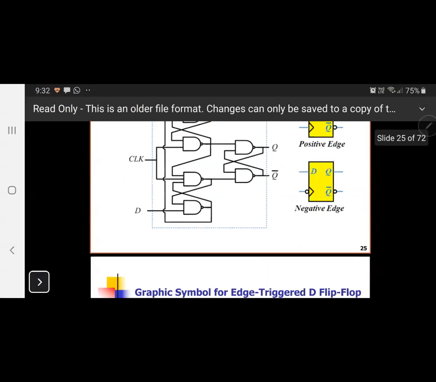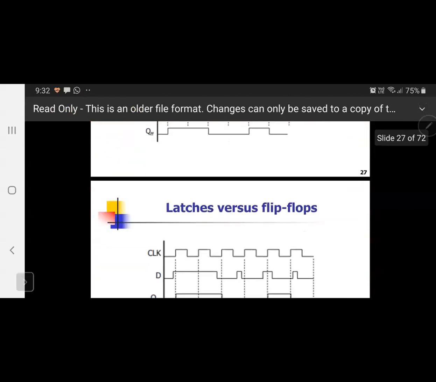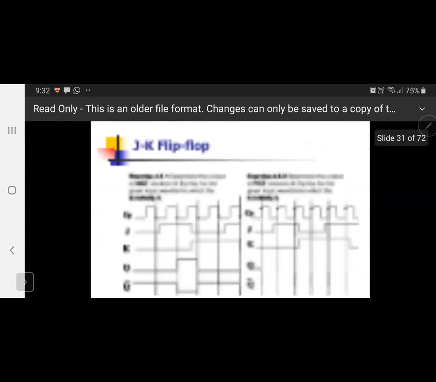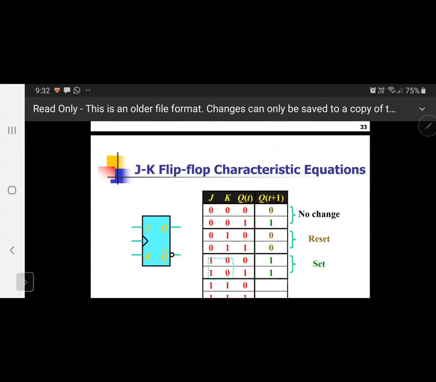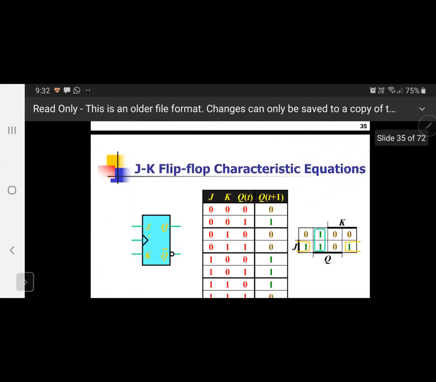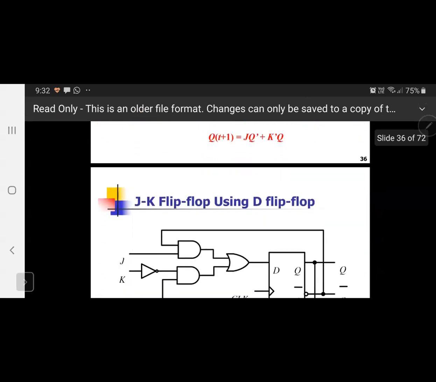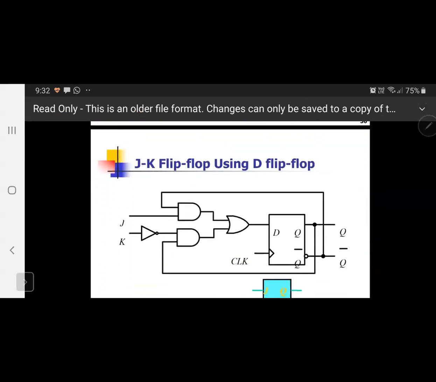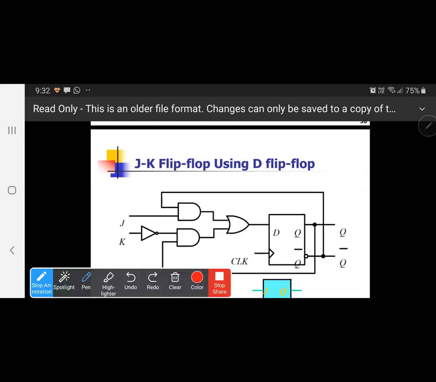So for JK flip-flop, we have done the characteristic equation. Now you can build JK flip-flop using D flip-flop. So what will be the diagram for JK flip-flop, girls? We have to input J and K, and we have to output Q and Q bar. This is called JK flip-flop.